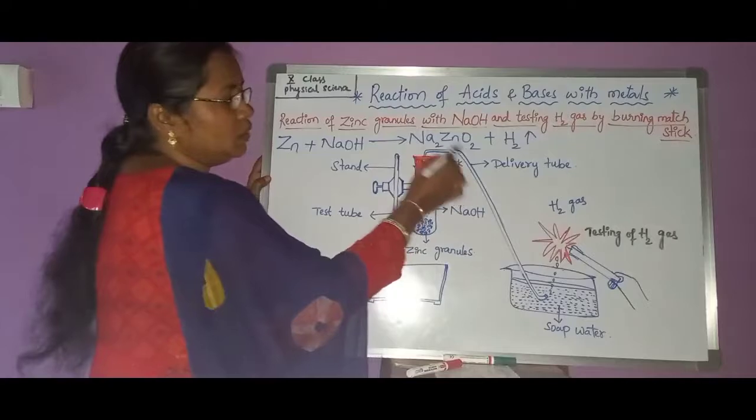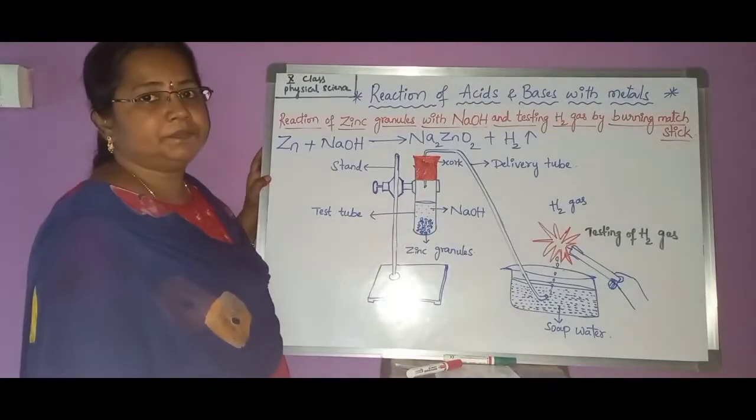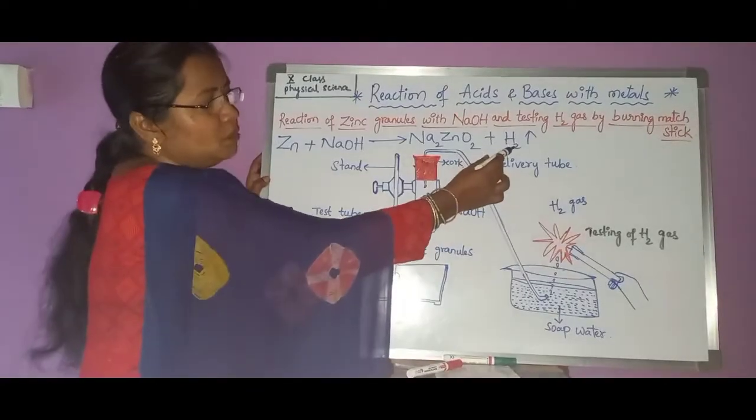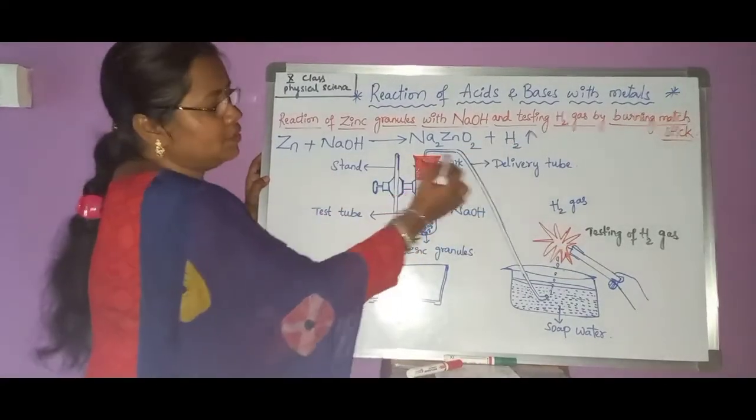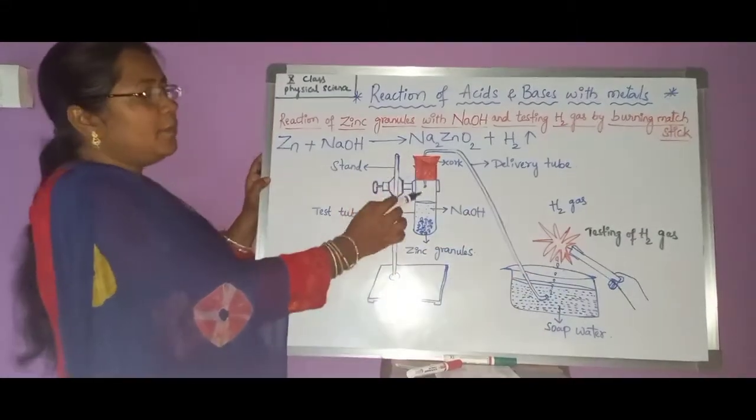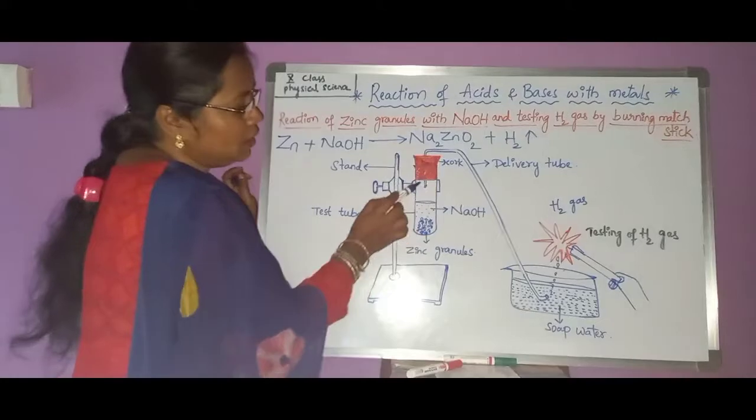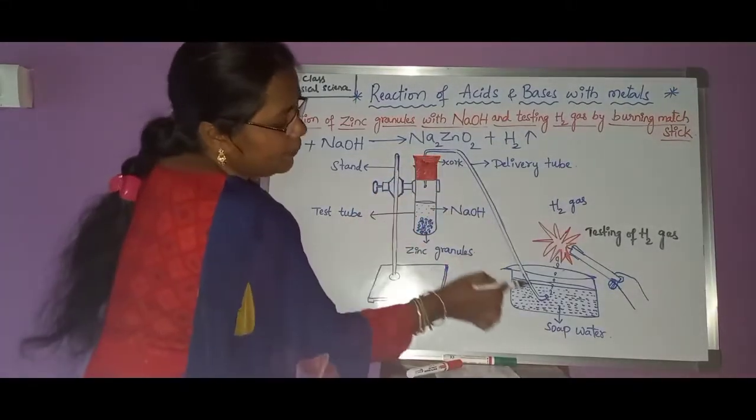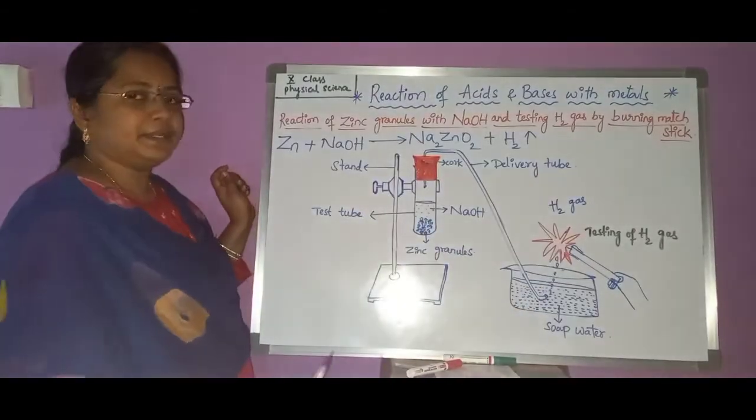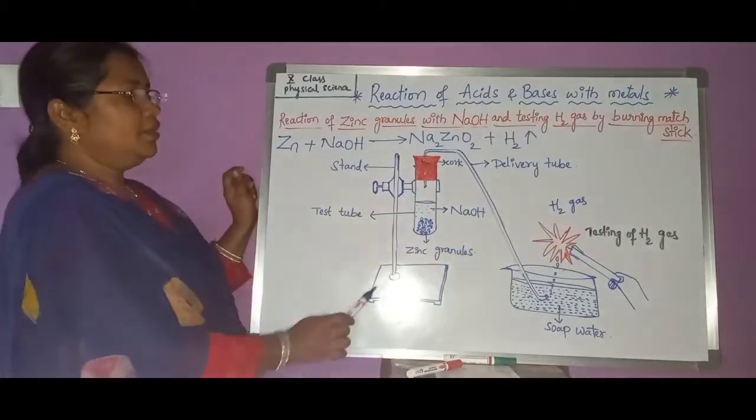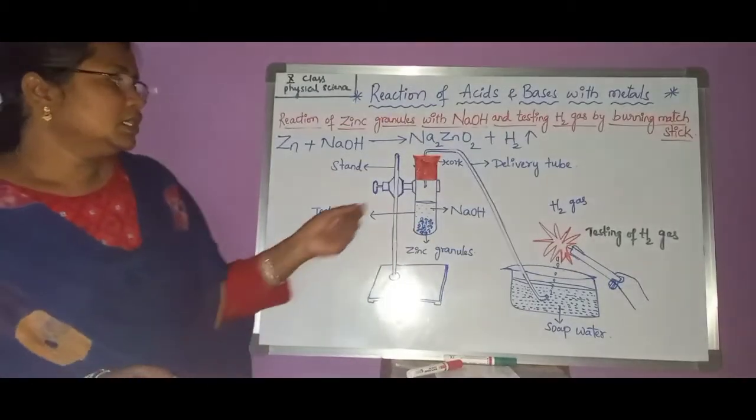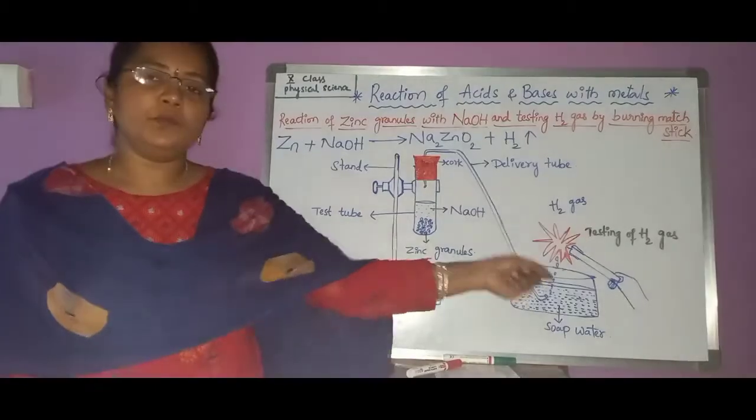Na2ZnO2 is chemically known as sodium zincate, and this salt is formed inside the test tube, and H2 is the hydrogen gas which is formed at the end of the delivery tube. Actually the hydrogen gas is formed here itself, but being a gas, it passes through the whole of the delivery tube and is liberated at this end of the delivery tube. We can find the formation of hydrogen gas. Sodium zincate is formed inside the test tube here. So the salt remains here itself, but the gas will be moving that side.